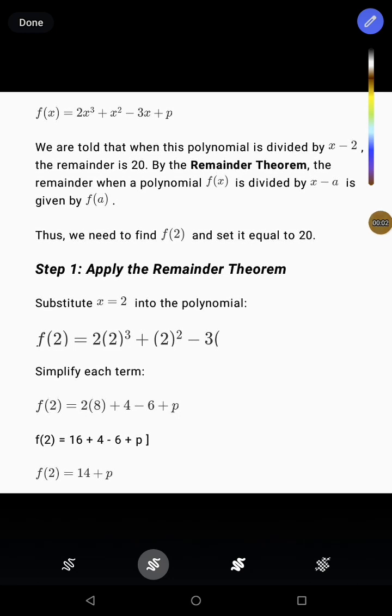Now the next thing we want to do is come to question 4, which is on polynomials. They give us a polynomial f of x equals 2x raised to power 3 plus x squared minus 3x plus p. And they said that when x minus 2 divides this given polynomial, we get a remainder of 20. Don't forget the remainder theorem: if f of x is divided by x minus a, then f of a is the remainder.